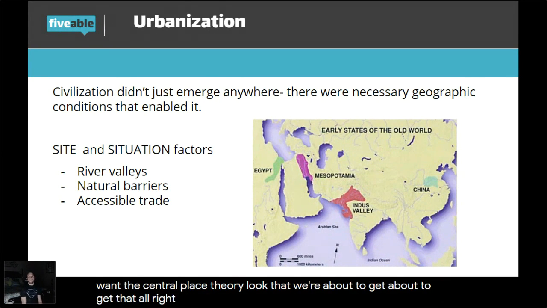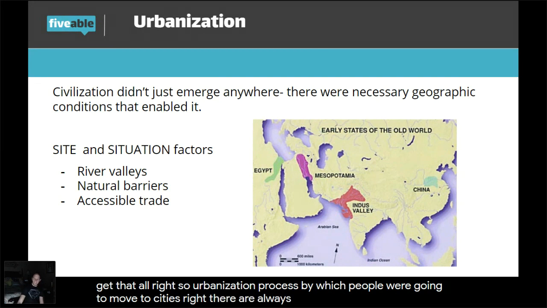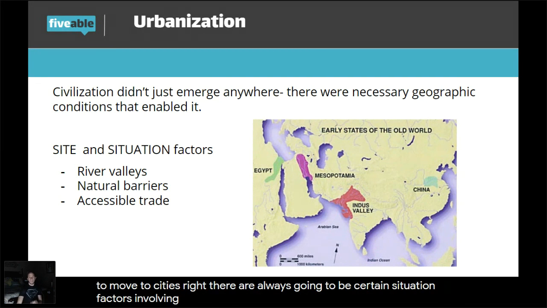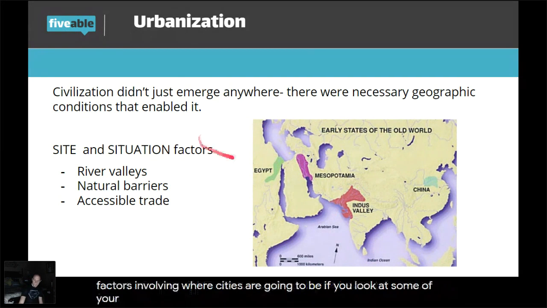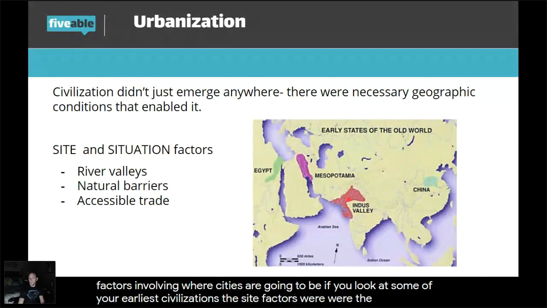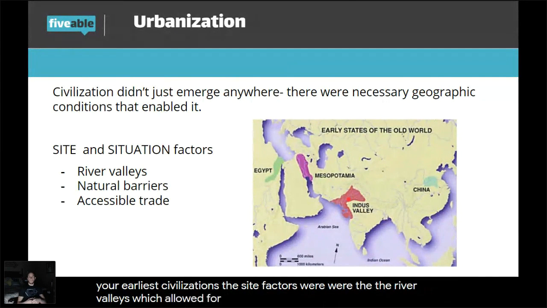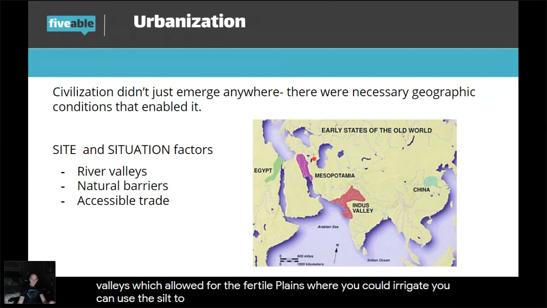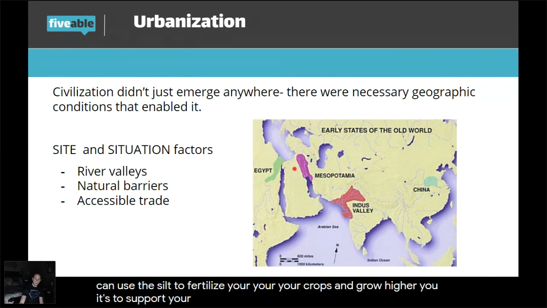All right. So urbanization, a process by which people are going to move to cities, right? There are always going to be site and situation factors involving where cities are going to be. If you look at some of your earliest civilizations, the site factors were the river valleys, which allowed for the fertile plains where you could irrigate. You could use the silt to fertilize your crops and grow higher yields to support your growing populations.